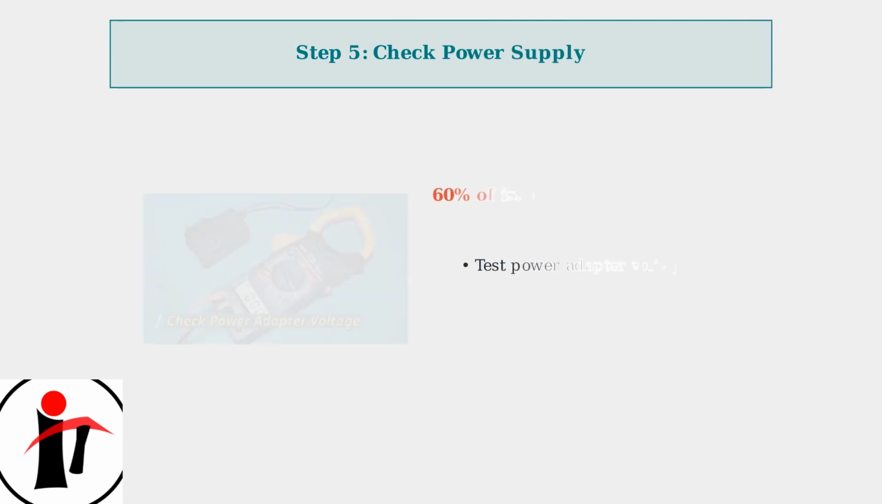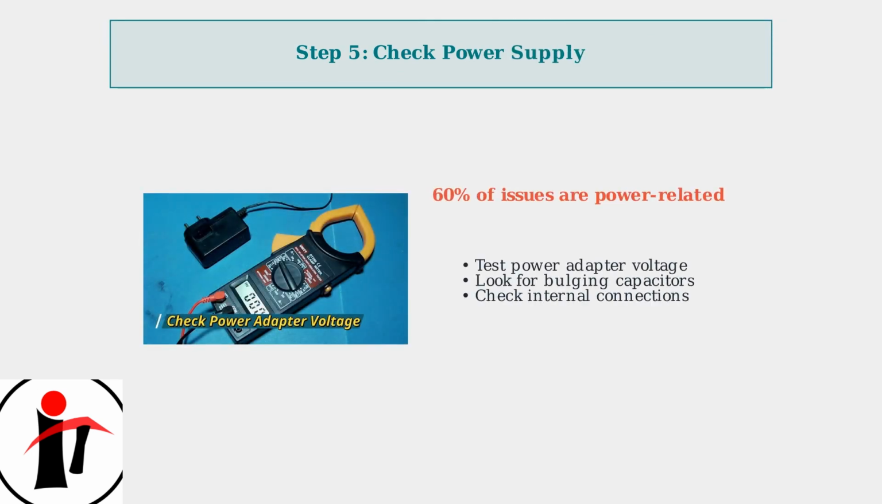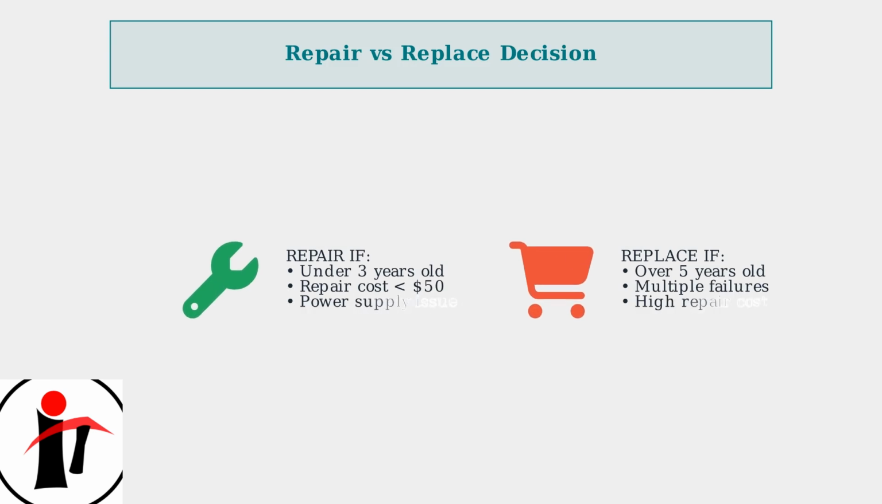Based on failure statistics, 60% of Sceptre flickering issues are power supply related. If other solutions don't work, check your power adapter voltage output or look for bulging capacitors inside the monitor. Finally, decide whether to repair or replace your monitor. If it's under 3 years old and repair costs are under $50, consider repairing. Otherwise, replacement might be the better option for long-term reliability.